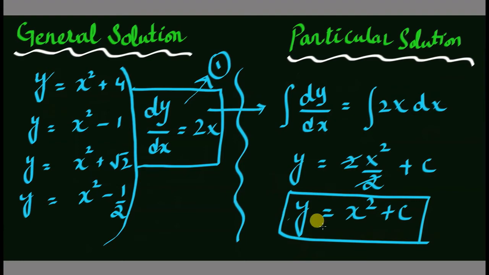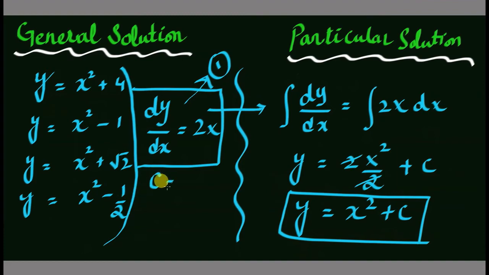So make sure if a solution contains arbitrary parameters equal to the order of the differential equation, this solution is called a general solution. And if we place any value for c, for instance here y is equal to x square plus 4, it means c is 4. In the second equation x square minus 1 means c is minus 1. In the third equation x square plus square root 2, here c is square root 2, and in the last equation y is equal to x square minus 1 by 2, c is minus 1 by 2.